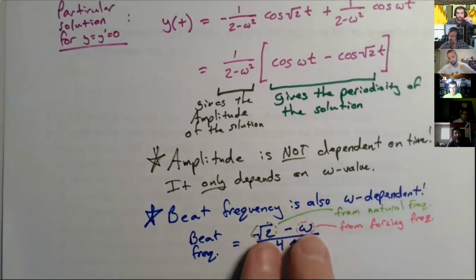And so if these things are further apart, if omega is really different than square root of 2, then you might have a relatively large beat frequency, which means you're going to get hit by more beats. The further you are from resonance, the more beats you're going to hear. Right?